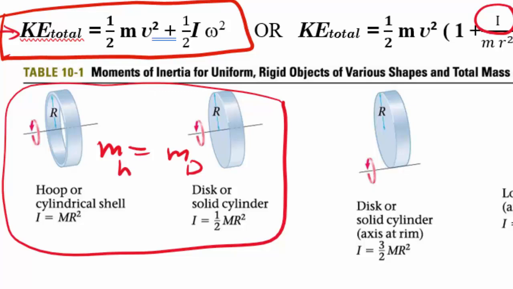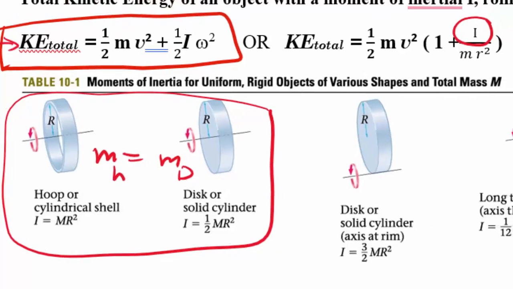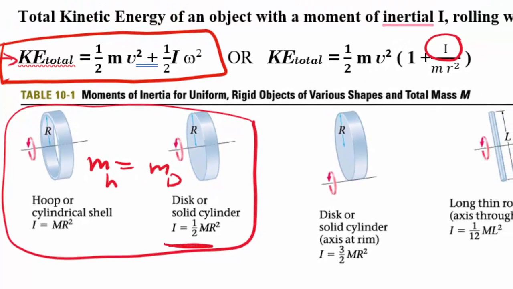The answer is the disk actually will be faster, because even though it has the same mass as the hoop, it has less resistance. And since it has less resistance to rotation, it will attain more velocity because it will rotate easier. And of course, rotation translates into translational motion. So although the mass here is the same, I is different. And when you have bigger I, you need to give it more work to achieve the same total kinetic energy.